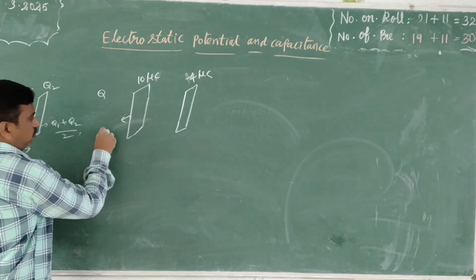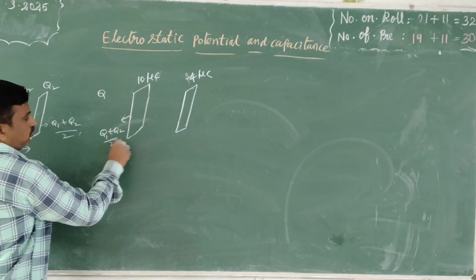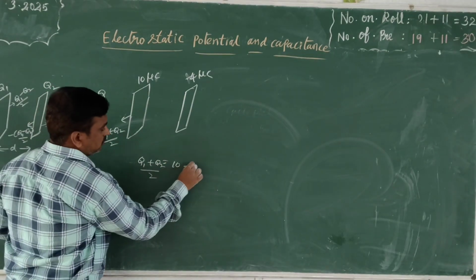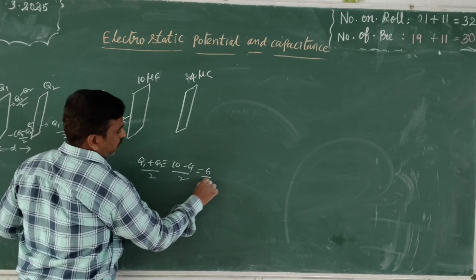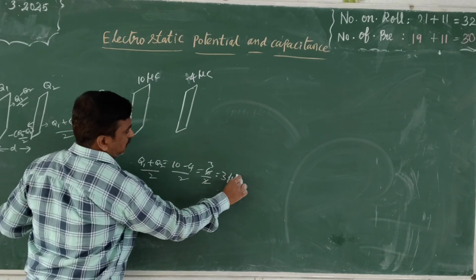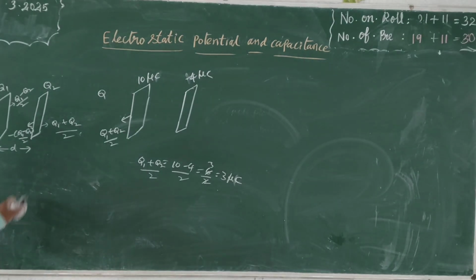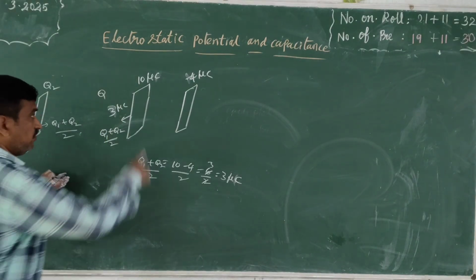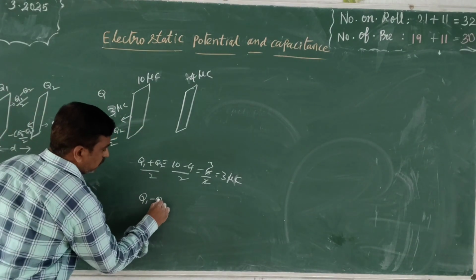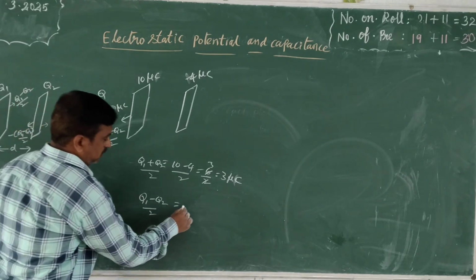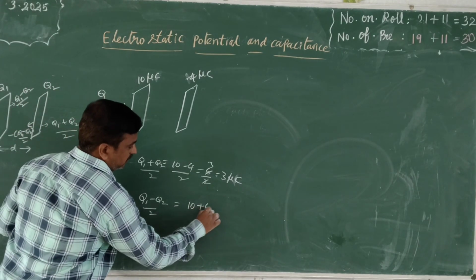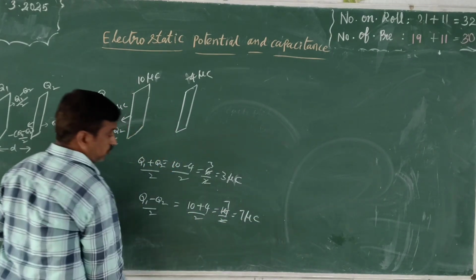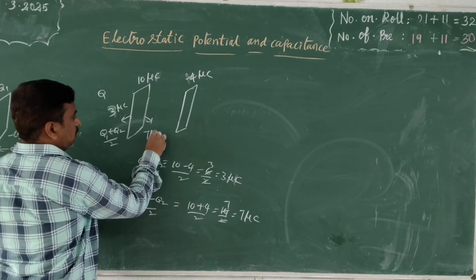For this face, what is the formula? q1 plus q2 by 2. So q1 plus q2 by 2 means 10 minus 4 by 2, means 6 by 2, which is 3. So the charge on this face is 3 microcoulombs. See here, the formula q1 minus q2 by 2: 10 minus of minus 4 plus, by 2, means 14 by 2, which is 7 microcoulombs. The charge here is 7 microcoulombs.